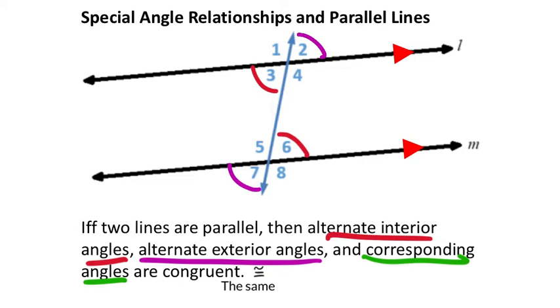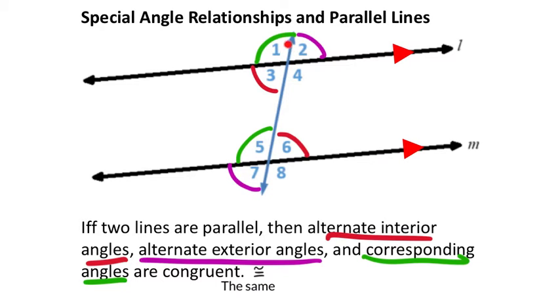Then corresponding angles, again, they're at different intersections, but they're in the same position of the intersection. So that'd be like angles 1 and 5. Now notice, one is exterior, one's interior. Generally that will happen because corresponding doesn't matter if it's interior or exterior. It just needs to be in the same position.